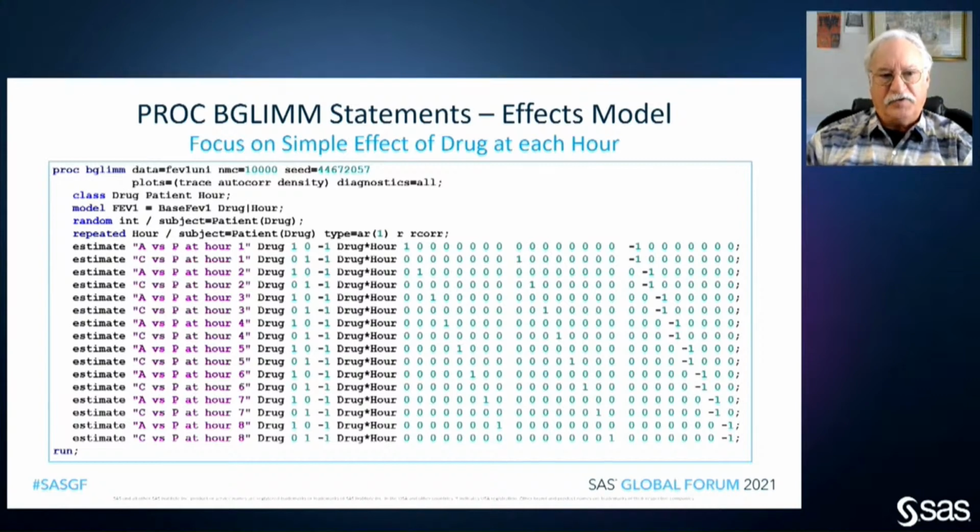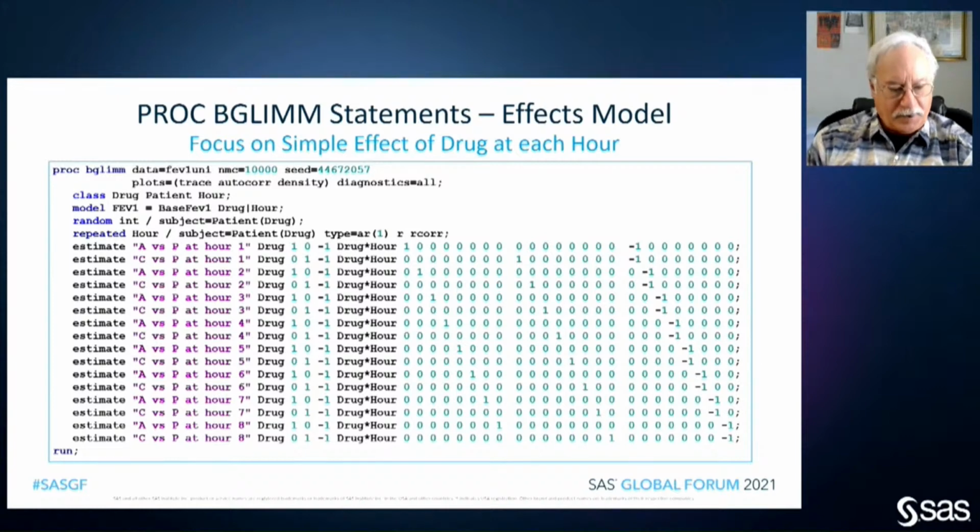The estimate statements here are comparing the drug by hour least squares means. So the first one would compare A to the placebo at hour 1, and so the coefficients that you see here identify that particular difference. C versus P at hour 1, the coefficients here identify that particular difference. And then you can just do a copy and paste and adjust accordingly to go through hour 2, hour 3, and so forth.